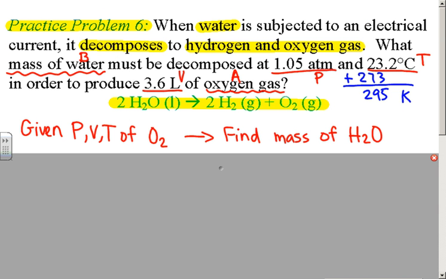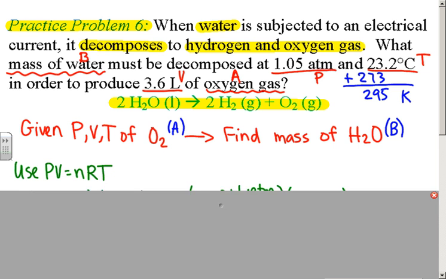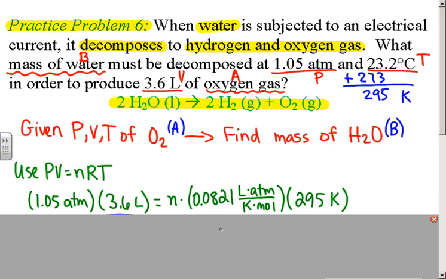So to summarize here, I have this problem already worked out. I was given a pressure, volume, and temperature of oxygen gas, which would be like my substance A, and I'm asked to find a mass of water, which is my substance B. So I'm going to start by using the ideal gas law, PV equals nRT. To use this equation, I'm plugging in the numbers they gave me up above. So they gave me 1.05 atm, that goes right here. The volume they gave me was 3.6 liters, so I'm putting that in.